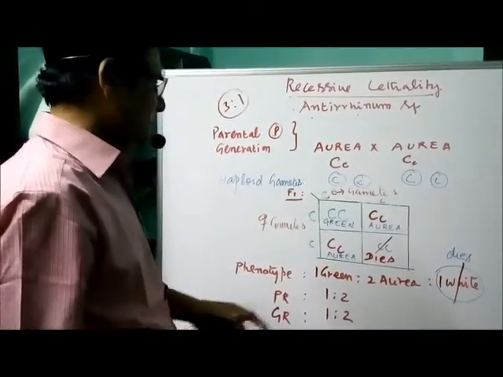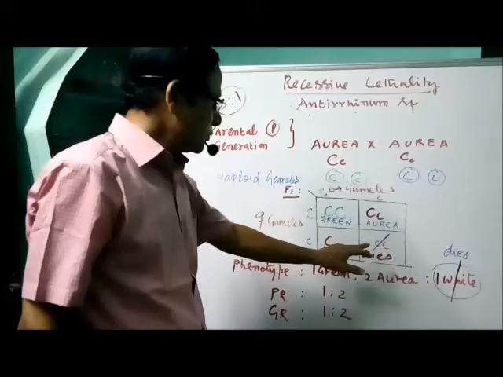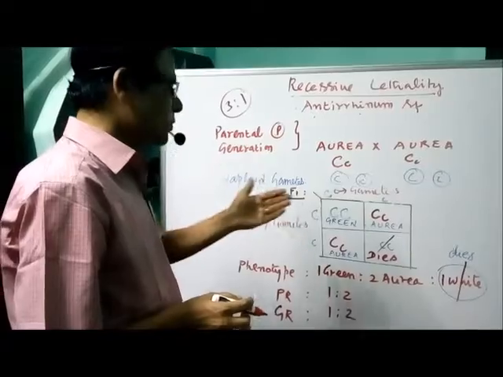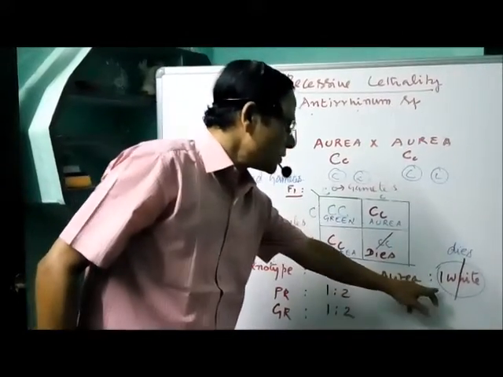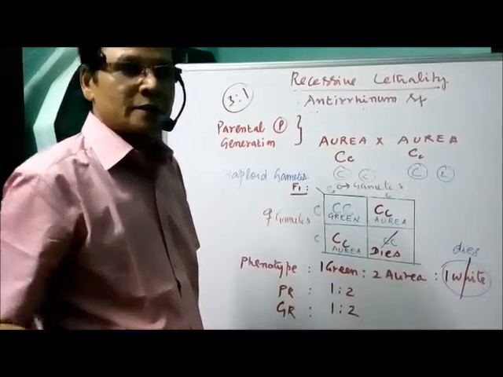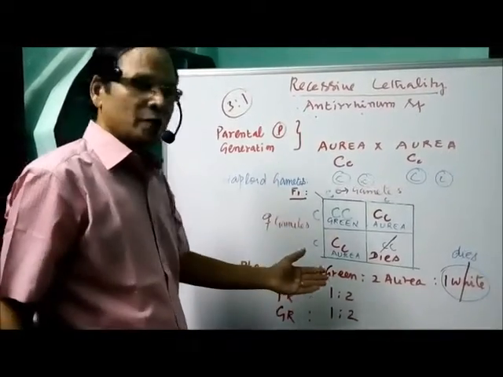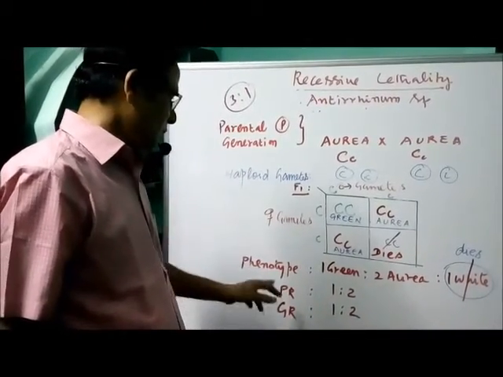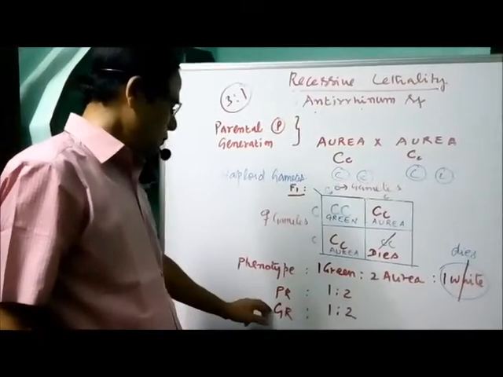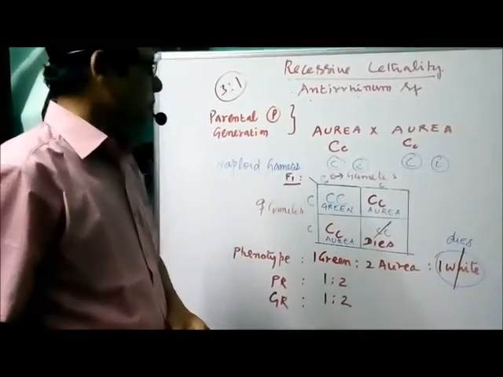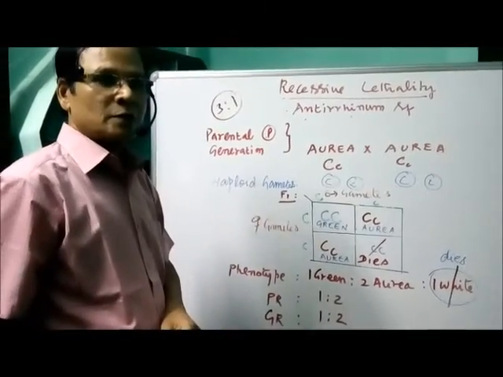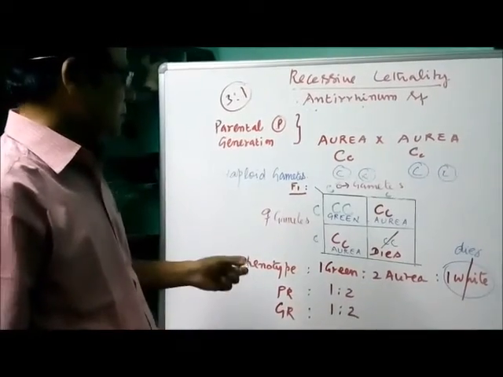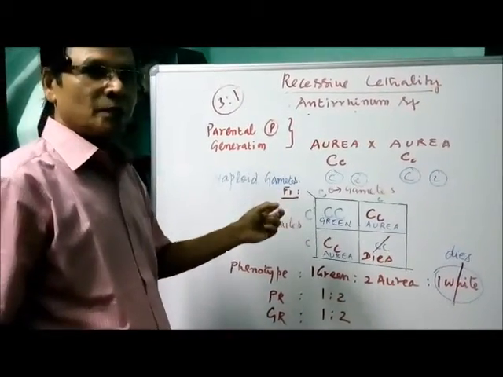But here the individual with homozygous recessive genes dies, so the 3:1 phenotypic ratio is modified. As it is without chlorophyll, the white plant dies. Now we have the modified phenotypic ratio of 1:2. One green and two aurea survived. So the phenotypic ratio is 1:2 and so also the genotypic ratio: one homozygous capital C and two aurea in heterozygous condition. This is the explanation for recessive lethality.